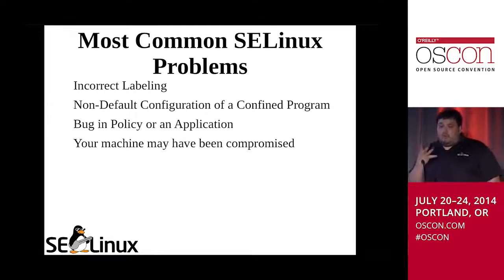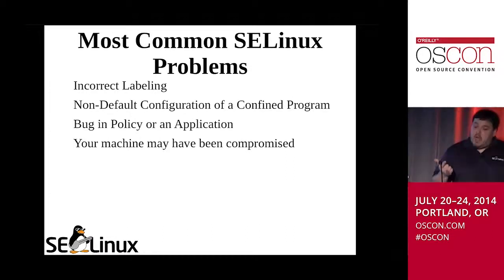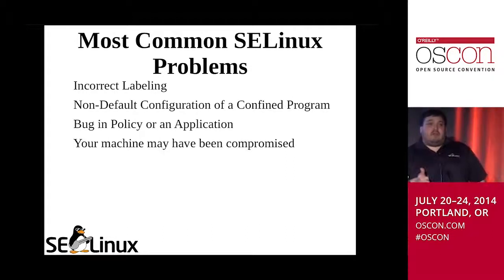So in reality, there's 4 kinds of problems that you're going to have. 2 of which you're going to be able to solve on your own pretty easily. The third one's going to take a little bit of extra work. The fourth one is not really something you can solve. So the first one is your labels are incorrect.